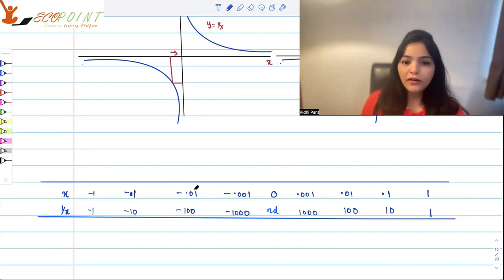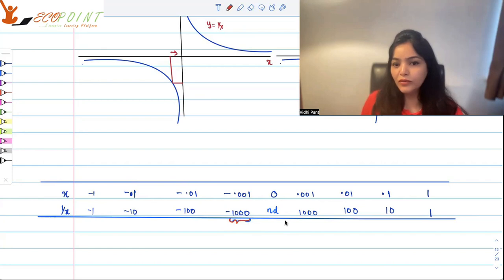When you are looking at values of x very close to 0, if the value of x is negative and around 0, you're getting a very small negative number. In case the value of x is positive around 0, you're getting a very big number. If I would have continued this process, we would be getting a number which is unbounded.